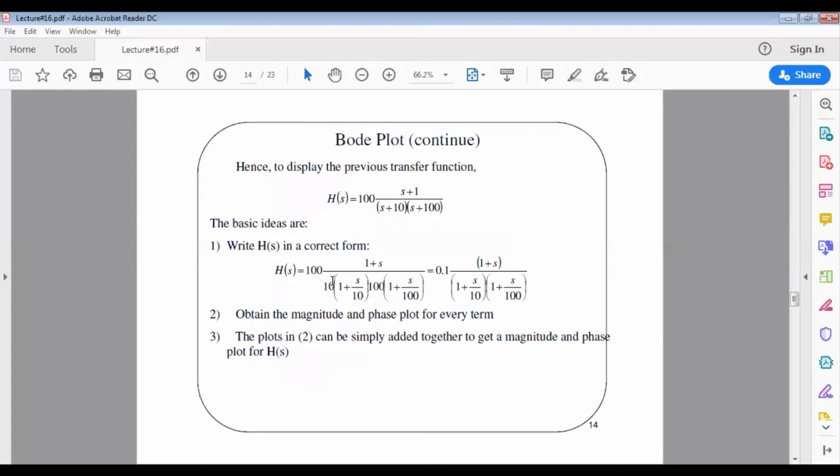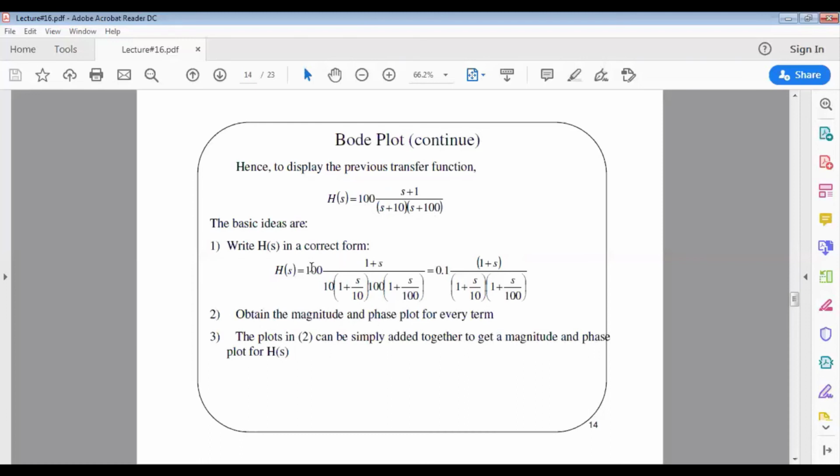Okay, so let us proceed now. Once you have understood that these are the available plots for the different components of the transfer function, how do we obtain the actual plot for the transfer function? Let's have a look at this transfer function. We have H(s) equals 100 times (s plus 1) divided by (s plus 10) times (s plus 100).